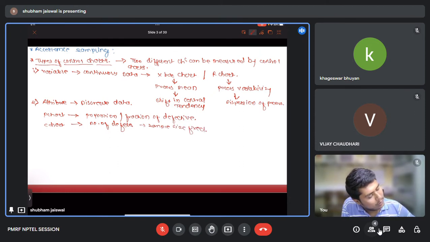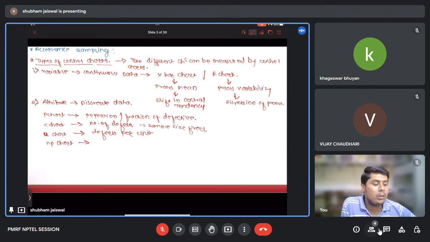And when we consider the U chart, it is also similar to our C chart, but the difference is we consider defects per unit, or the sample size is changing. Okay. And the last one is our NP chart. So the NP chart is used to represent the number of defectives in a sample of inspection units.